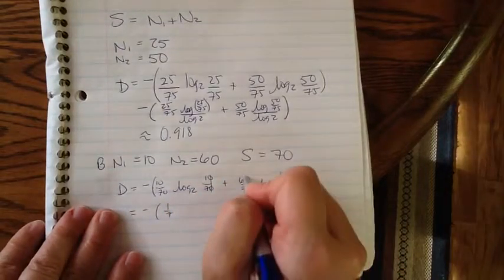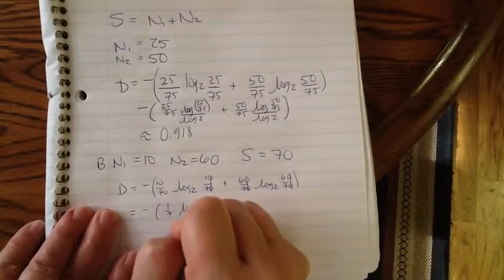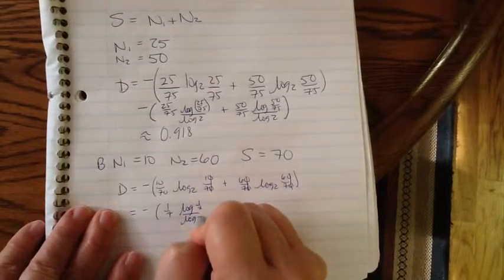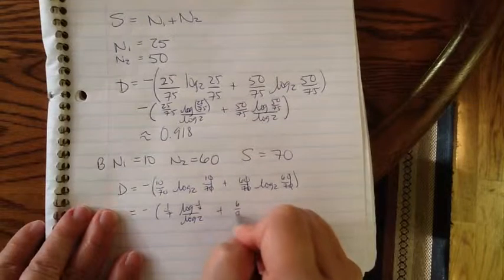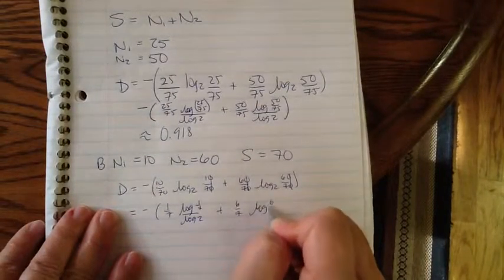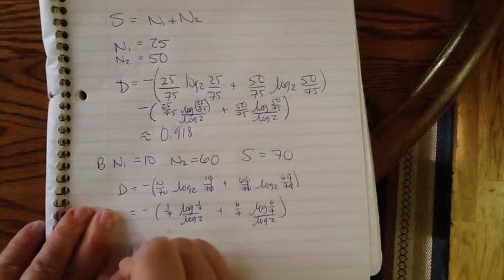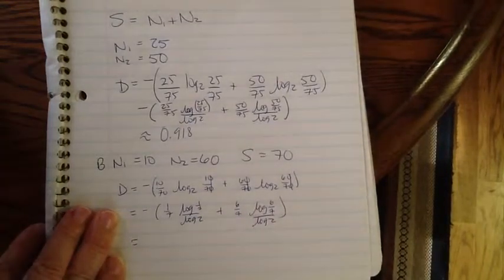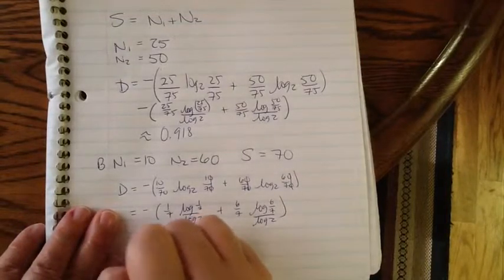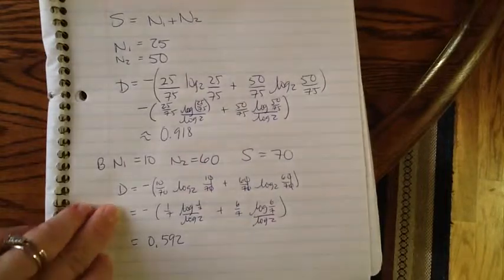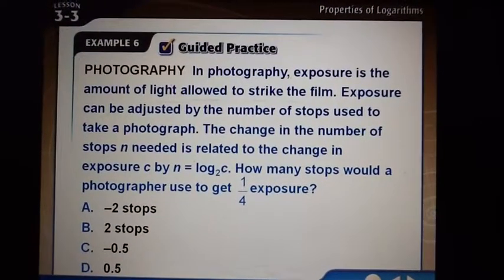Why keep carrying them? And you're going to write negative 1 over 7 log of 1 over 7 divided by log 2 plus 6 over 7 log of 6 over 7 divided by log 2. Punch it into your calculator, and you will get 0.592. So verify that you're getting those in your calculator. Okay, the very last one is a guided practice.